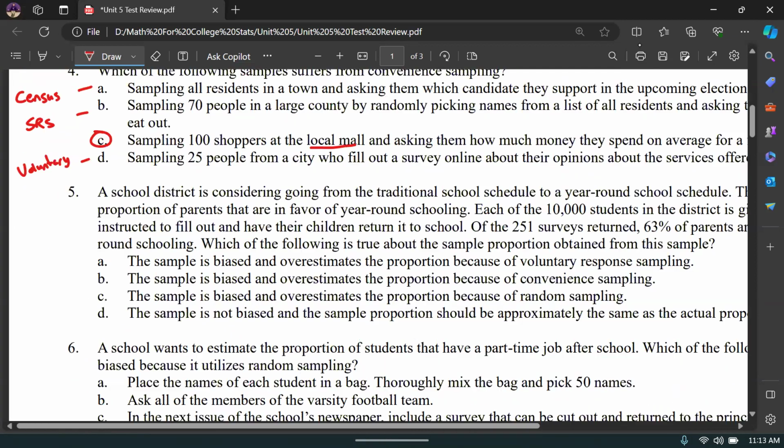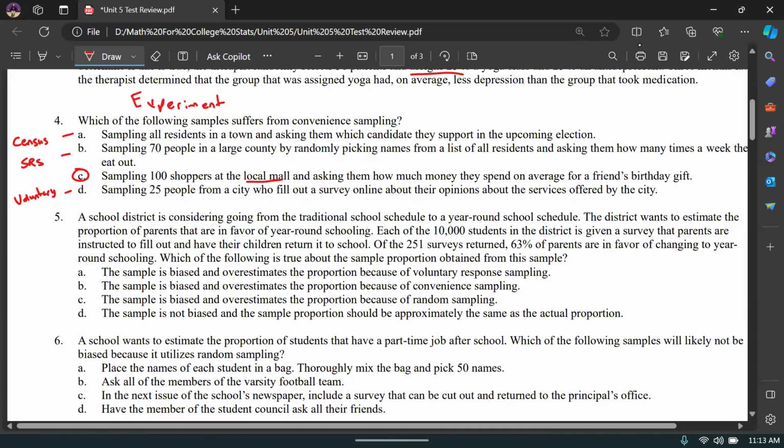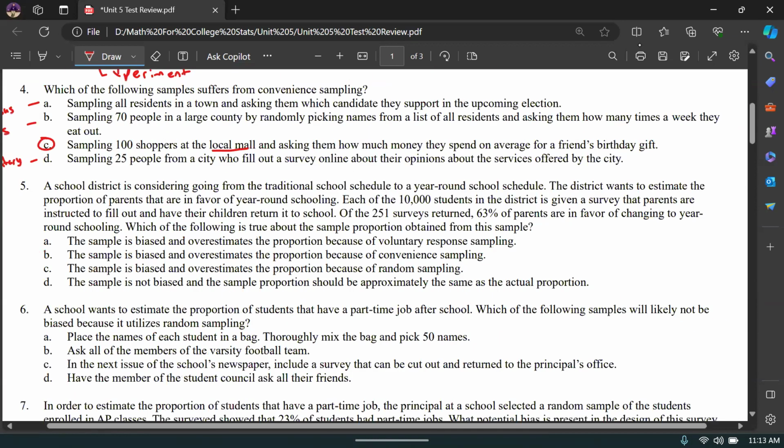All right, a school district is considering going from traditional school schedule to a year-round school schedule. The district wants to estimate the proportion of parents that are in favor of year-round schooling. Each of the 10,000 students in the district is given a survey that parents are instructed to fill out and have their children return it to school. Of the 251 surveys returned, 63% of parents are in favor of changing to year-round schooling. Which of the following is true about the sample proportion obtained from this sample?